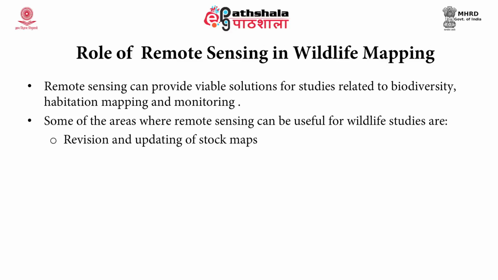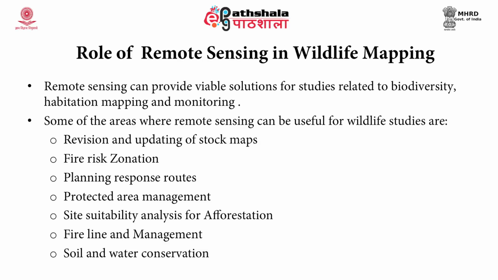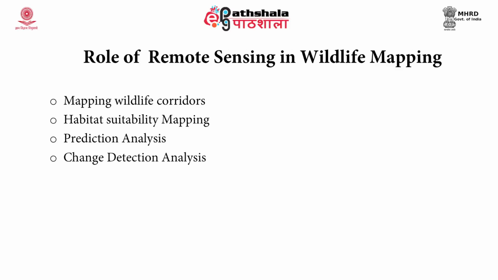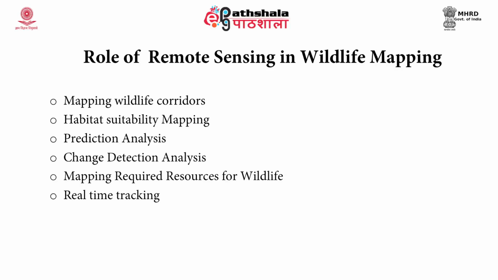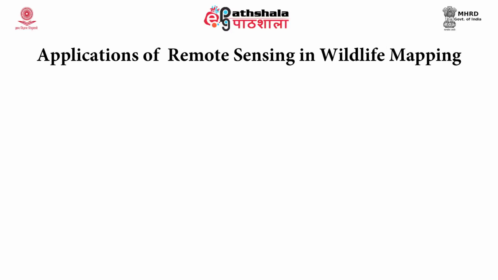For example, revision and updating of stock maps, fire risk zonation, planning response routes, protected area management, site suitability analysis for afforestation, fire line and management, soil and water conservation, mapping wildlife corridors, habitat suitability mapping, prediction analysis, change detection analysis, mapping various required resources for wildlife, real time tracking, population mapping, as well as developing a web portal for particular wildlife. So, now coming to the topic of applications of remote sensing in wildlife mapping in detail.